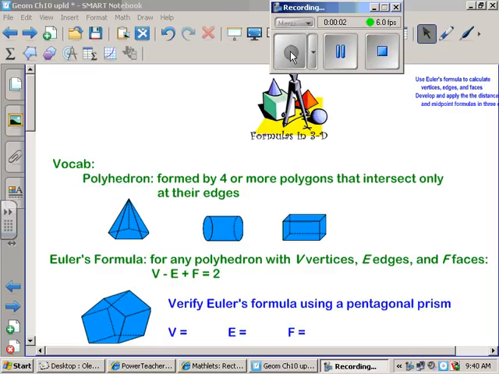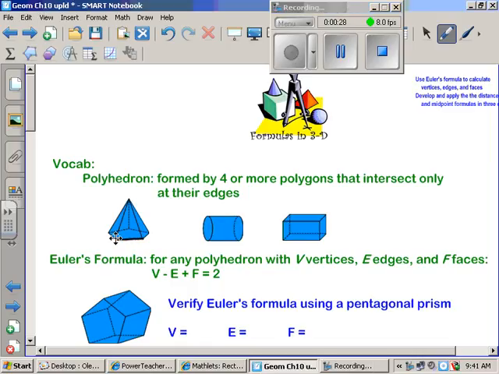Right, quick review on polyhedra, which are three-dimensional solids like we've been studying. They're formed by 4 or more polygons that intersect only at their edges. Like if you look at this pyramid here, it's a pentagon and 5 triangles, and they only intersect at their edges, right? Or here, this is a rectangle and two circles. They only intersect at their edges.